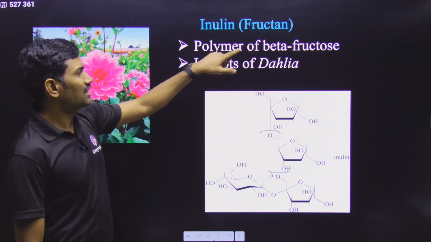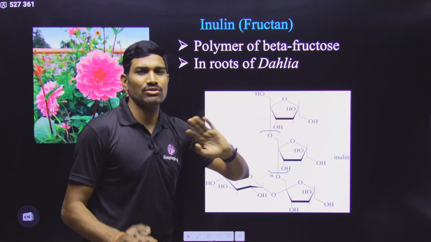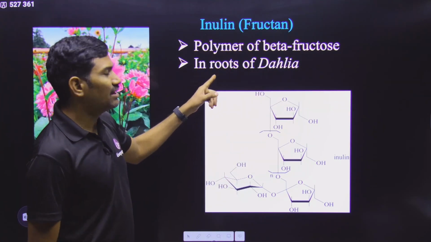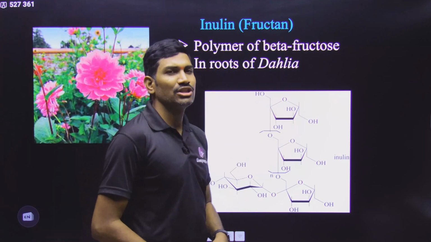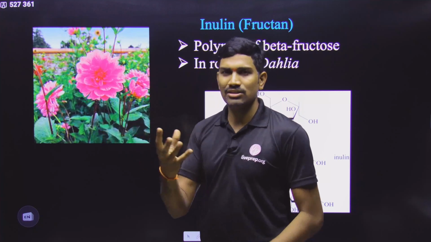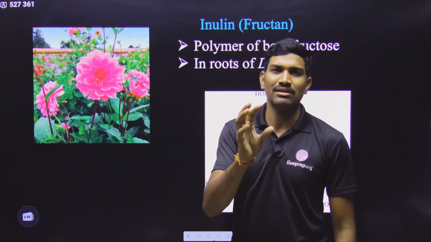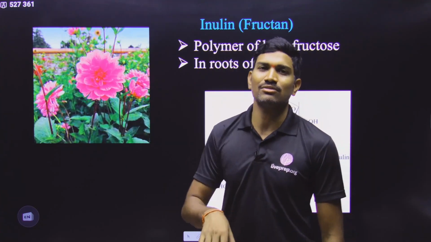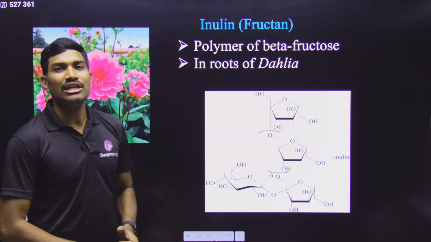Okay. And here it is the beta fructose. Bond is not important here. And where are we observing this? We observe this in the roots of dahlia. I hope now you know about this dahlia flower, right? So actually these roots have some tuber-like, bulged portions present. In that, it is storing this particular inulin.